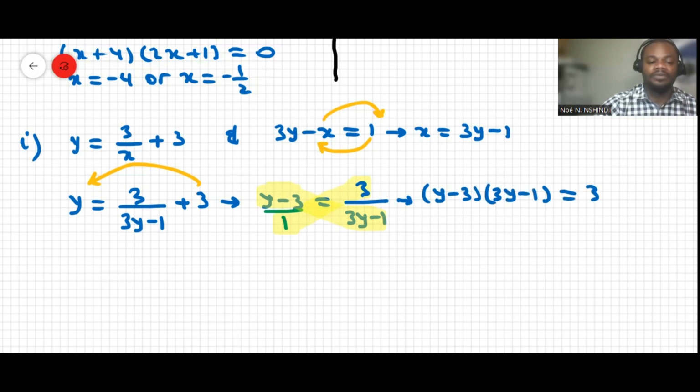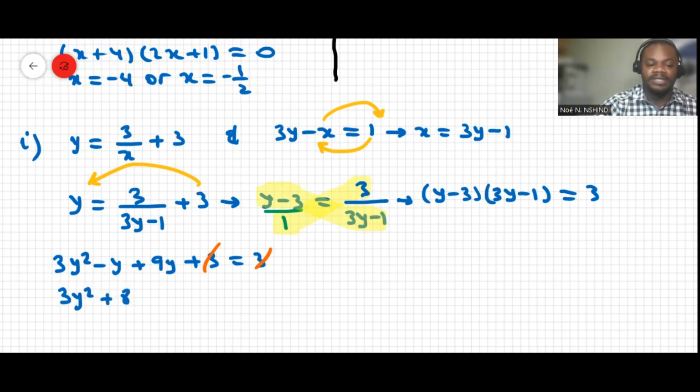And then that will be what? Y times 3y makes 3y squared. Y times negative 1 makes negative y. And then negative 3 times that makes negative 9y. And then negative 3 times negative 1 makes 3 equal 3. Then this and this can be simplified. And then 3y squared minus 8, actually plus 8y equals 0.